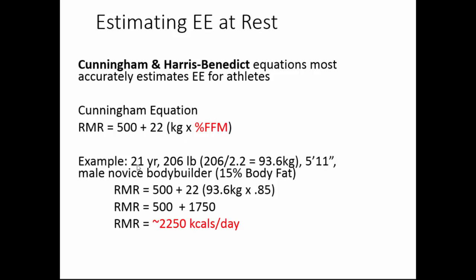And if we were to take our bodybuilder from the previous module, he's 206 pounds, and go through this process, and let's say his percent fat is 15%, which makes him 85% fat-free, then you go through this calculation, putting his body weight in kilograms. That ends up being about 2,200 calories per day, which is only 200 calories off from our metabolic rate that we got from the metabolic cart, the indirect calorimetry method. So pretty darn close, within 200 calories.